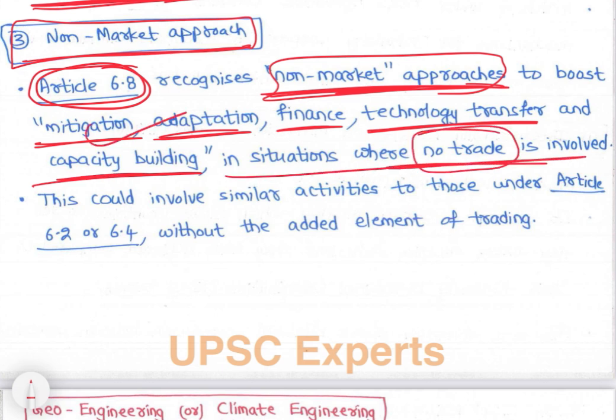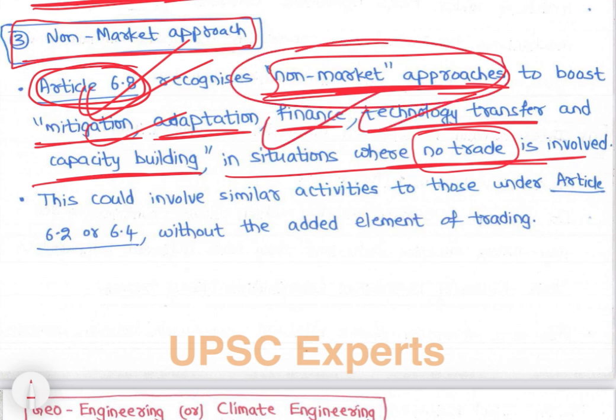जैसे मान ले कोई country है, right? If a country wants to transfer its green technology to other country, it will be covered under 6.8, Article 6.8. Say a private company, say it is in US, its branch is also in India. If it wants to promote green technology in India, that is covered here, right? So non-market, market से कुछ लेना देना नहीं है, right?